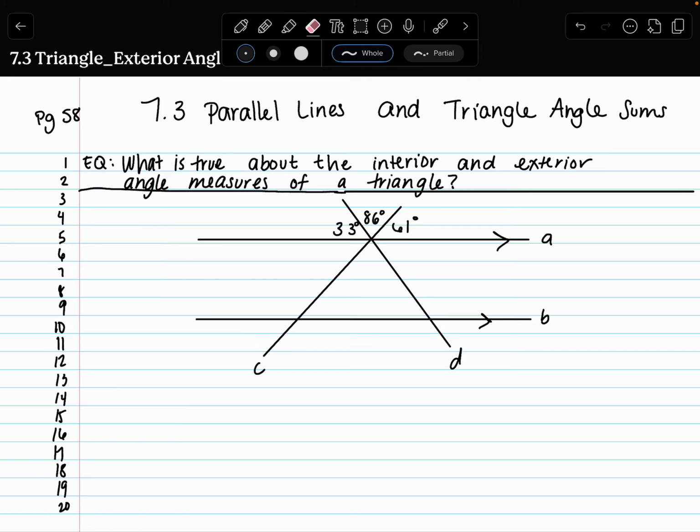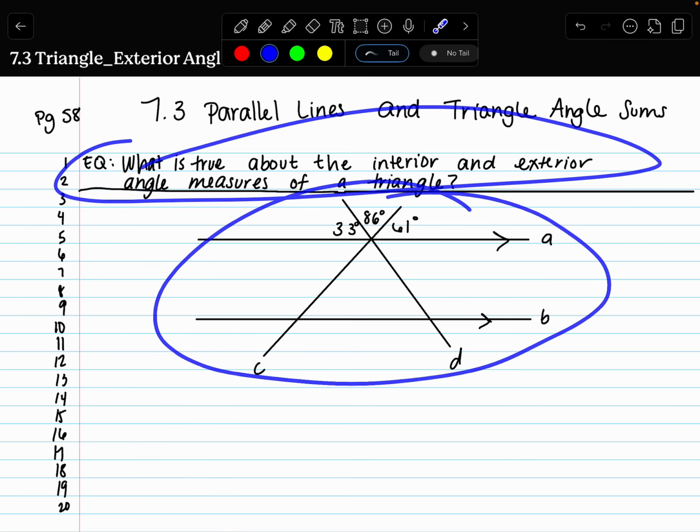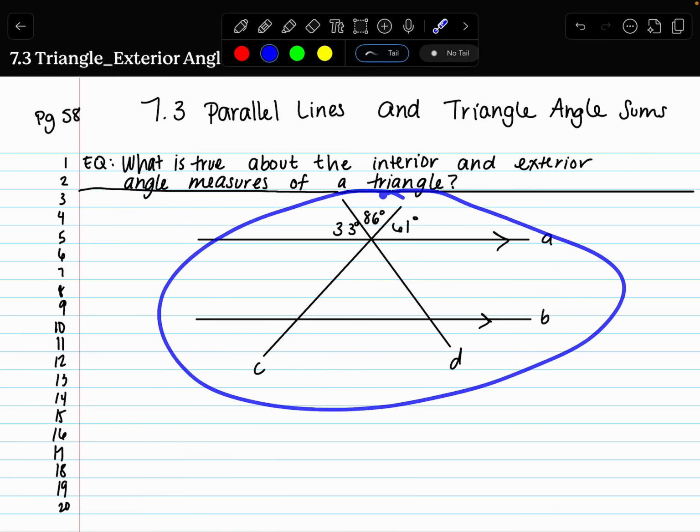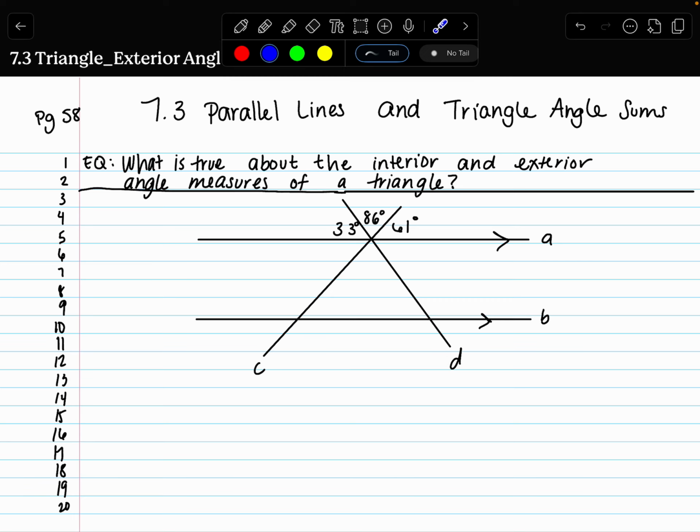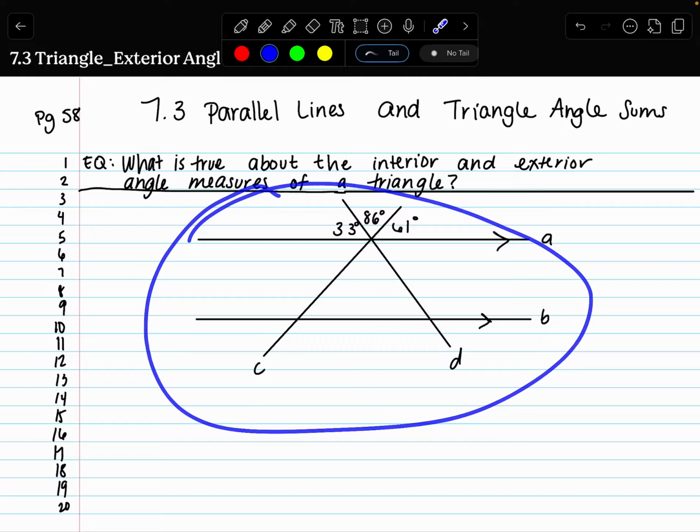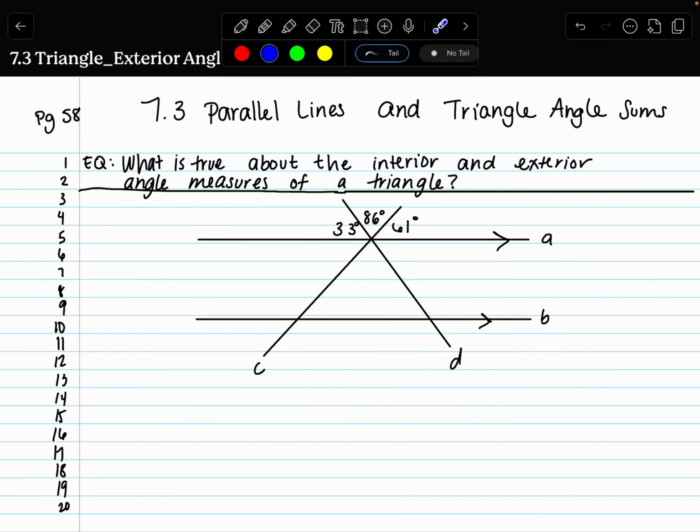7.3, parallel lines and triangle angle sums. Please just write the EQ. Do not write this part down. This is just me proving to you why a triangle equals 180 using parallel lines. Okay, now that you guys know your angle relationships, I'll show you why these angles add up to 180. So again, you do not write this part down. It's just me explaining to you.